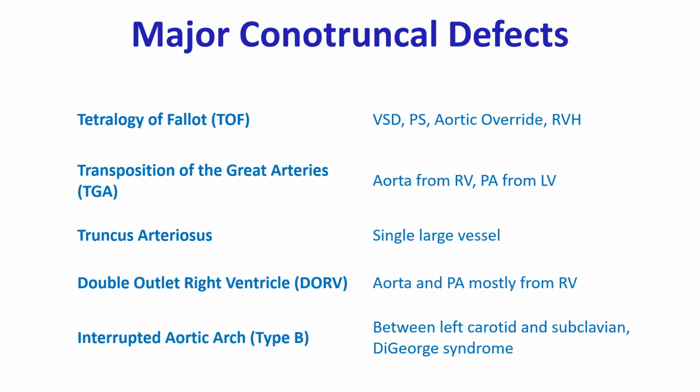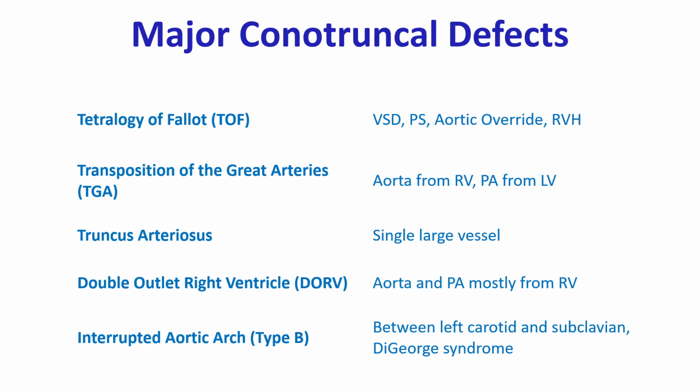Here are the major conotruncal defects. Tetralogy of Fallot: anterior malalignment of the infundibular septum leading to a large ventricular septal defect, pulmonary stenosis, overriding aorta, and right ventricular hypertrophy.